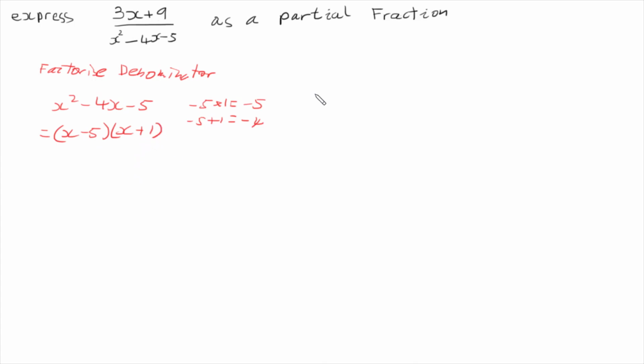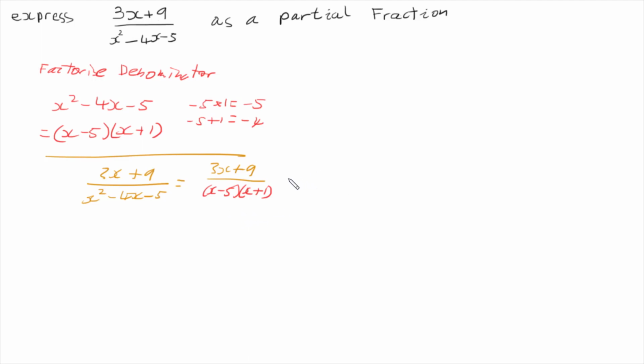So that means that our (3x plus 9) over (x squared minus 4x minus 5) is the same as having (3x plus 9) over (x minus 5) times (x plus 1). Because these two are the same, so the two denominators are the same. So now we can start writing this as partial fractions.